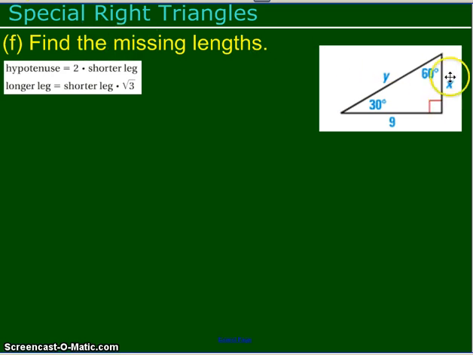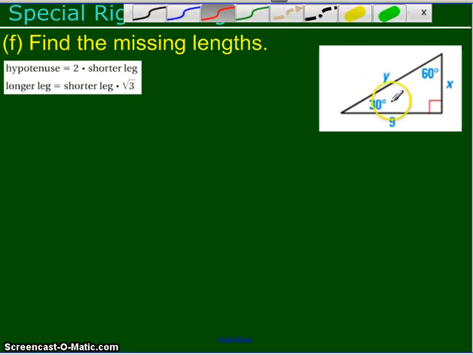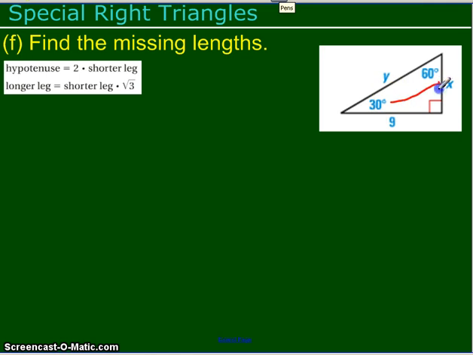Alright, we got to find the missing side lengths. Looks like it's labeled X and Y here. So it looks like X is across from the 30. The only length that I'm given is across from the 60. Well, how is that related to X? Well, I know if I had X and multiplied it times radical 3, that would give me 9. So I'm just going to fill it into the equation here.